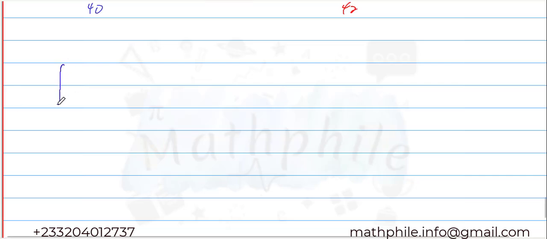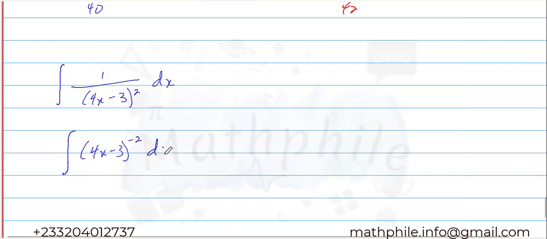Integral of 1 over (4x - 3) raised to the power 2 dx. So you can pause the video and try this one out. Okay, with this one, what I would advise you to do is to try to write this in a straight line. So there is going to be (4x - 3) raised to the power negative 2 dx, using laws of indices.